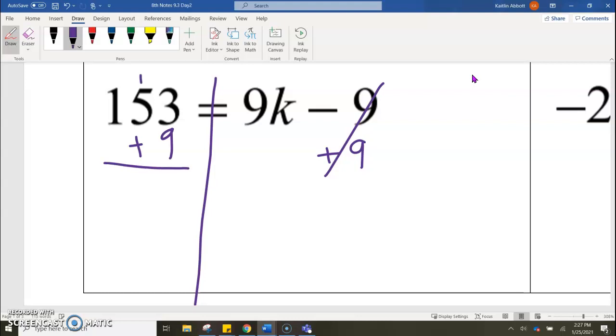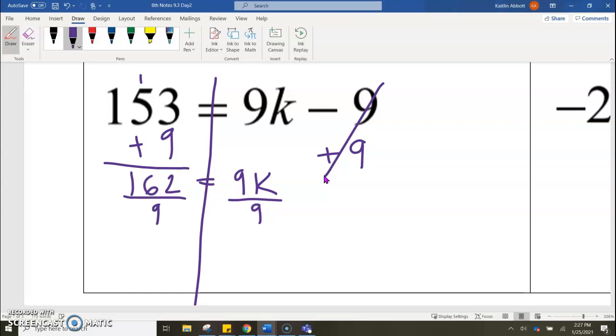9 plus 3 gets you 12. 5 plus 1 gets you 6. And 162 equals 9k. Okay. Now I have to get rid of that 9 from the k. That 9 and the k are held together by multiplication. To get rid of multiplication, you have to do the opposite, which is division. So I'm going to divide by 9. Divide both sides by 9.